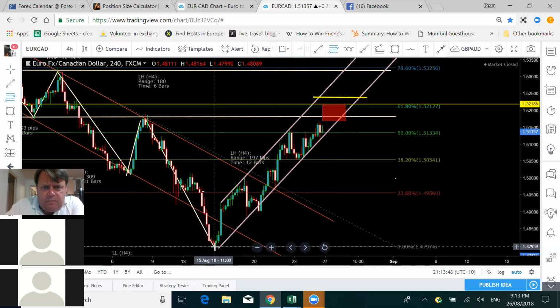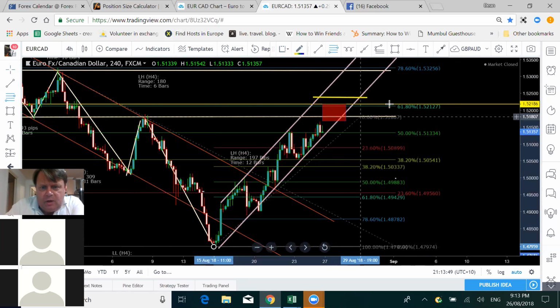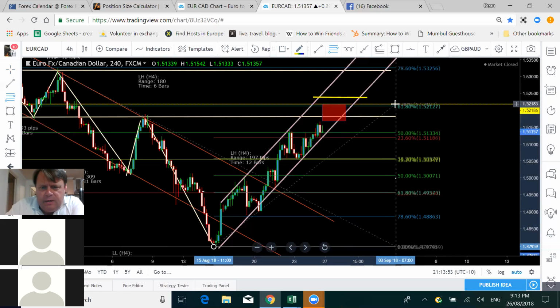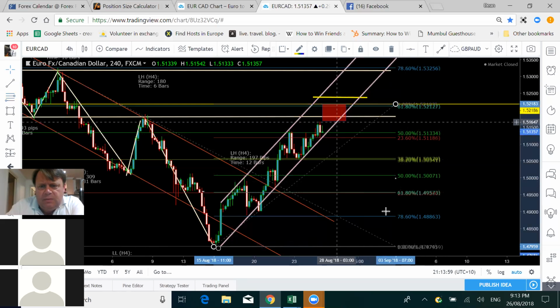So let's just run a fib retracement from there, and let's say we got in right on the yellow line. I'd be looking to take TP1 here at the 38 and a TP2 at the 61 here, on the retracement.